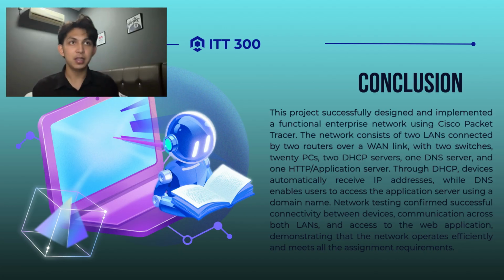Through DHCP, devices automatically receive IP addresses, while DNS enables users to access the application server using a domain name. Network testing confirms successful connectivity between devices, communication across both LANs, and access to the web application, demonstrating that the network operates efficiently and meets all the assignment requirements for ITT 300.